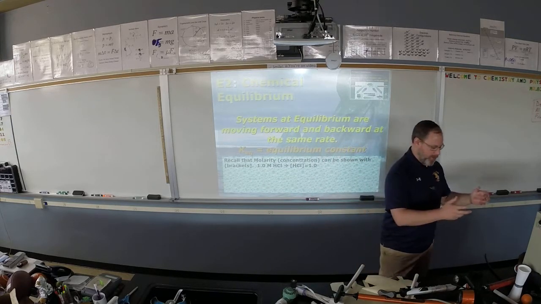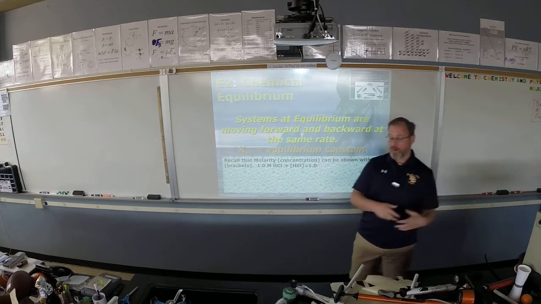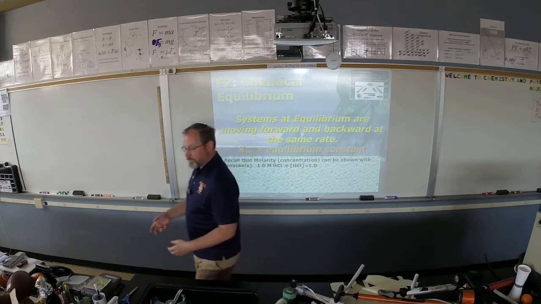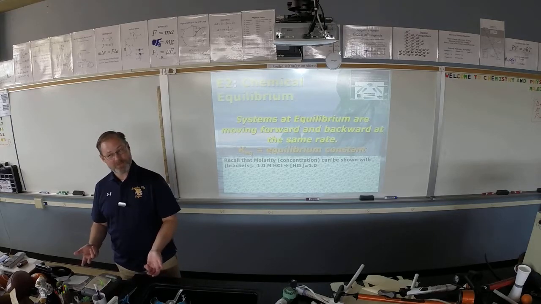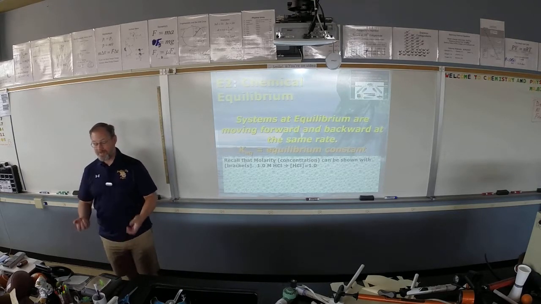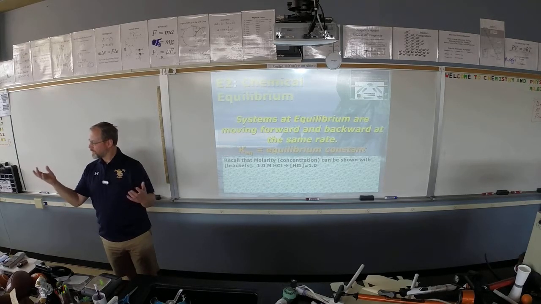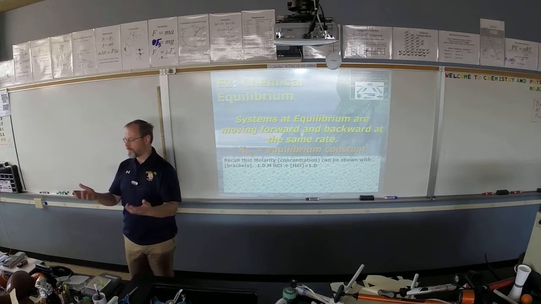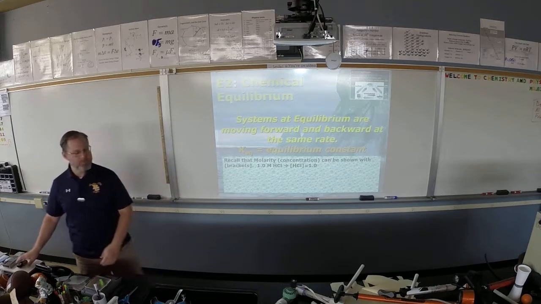Reactants are becoming products at the same rate that products are becoming reactants, but to an outside observer, it looks like nothing's going on, which is why we call equilibria dynamic. It's dynamic equilibrium. Reactants are becoming products are becoming reactants. There's something going on. There's a lot moving.